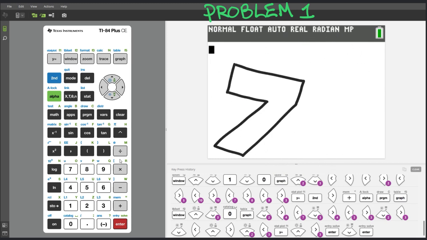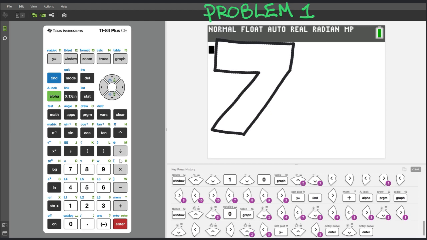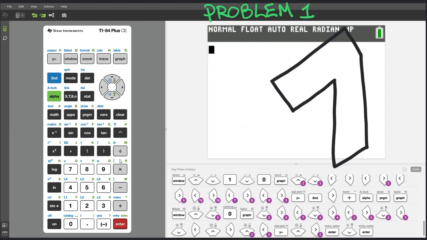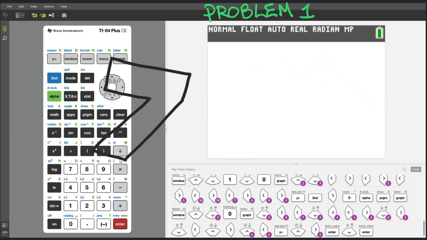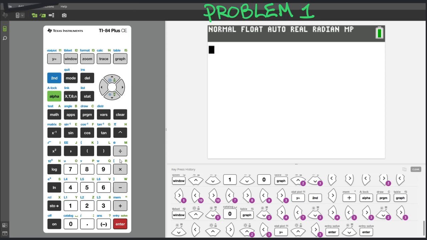And thinking about what's happening, what's the vertex, and then graphing that. So go ahead and pause the video right now, and I'll show you what the answer will be in a moment.